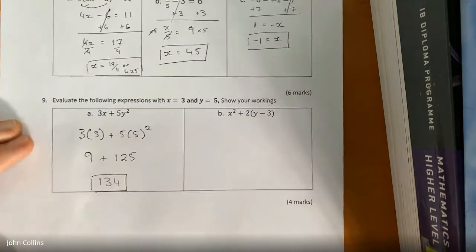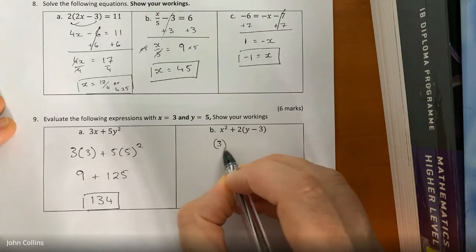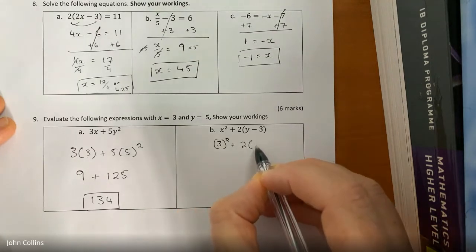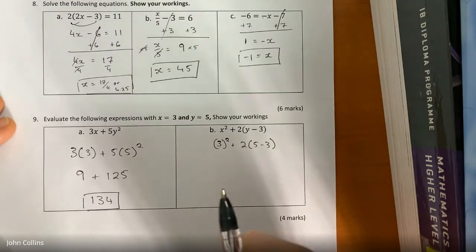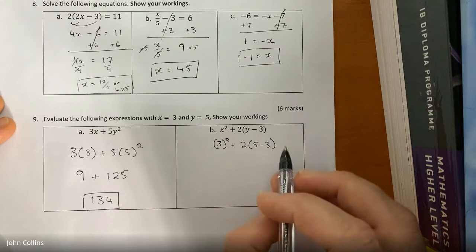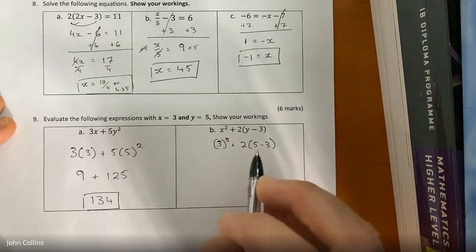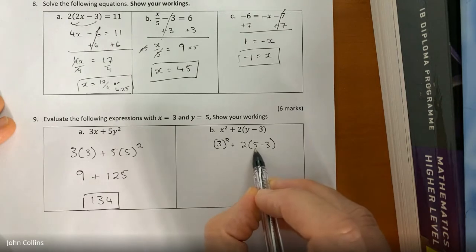Okay, I see 13 is a common answer for part B. Let's see if you're right. X squared is 3 squared plus 2 times 5, take away 3. You could probably do this all at once, but let's just do the brackets first, because that's what we should do.